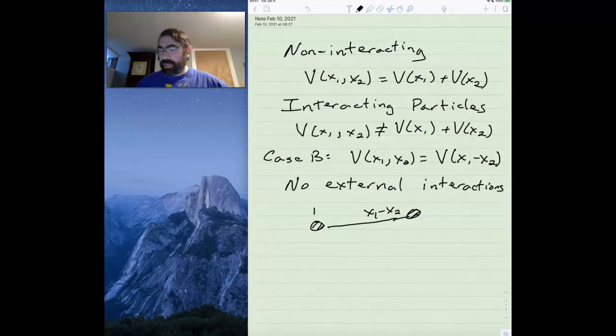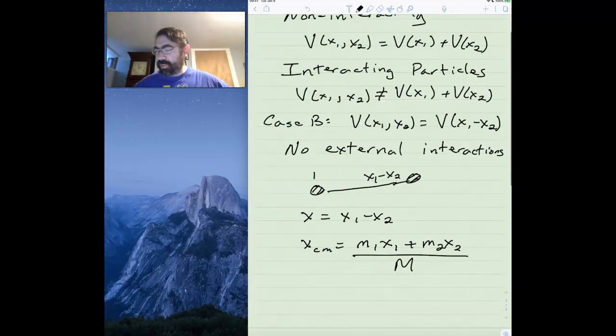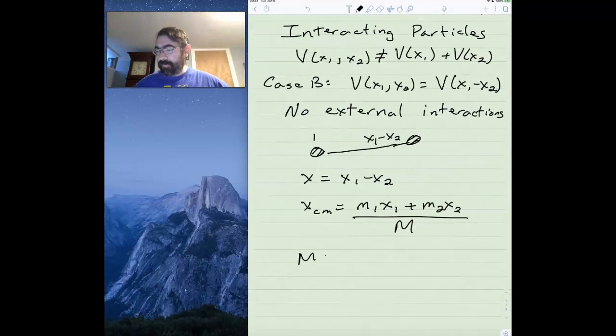So the first coordinate we're going to use, we'll just call it x, and that is the difference between the positions of the two. So it's the distance between the two particles. Now a second coordinate is the center of mass, where we take the mass of one particle times its position, plus the mass of the second particle times its position, divided by the total mass. In this case, the total mass, M, is just m1 plus m2.